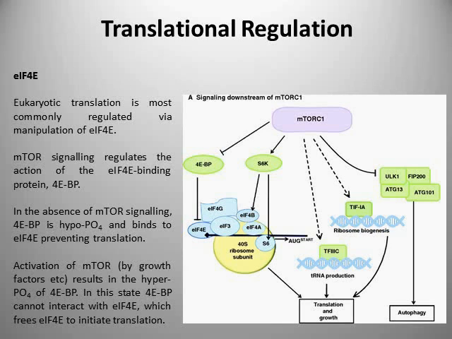So mTOR kind of oversees the regulation of a whole range of cellular processes, all of which feed into increased translational efficiency and cell growth. But the key example with regards to the control of translation itself is this 4E binding protein and how it interacts with and affects the function of EIF4E.